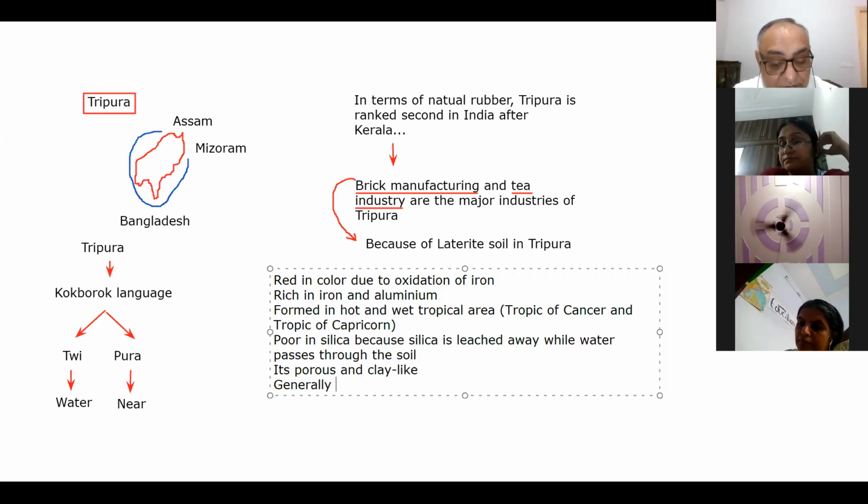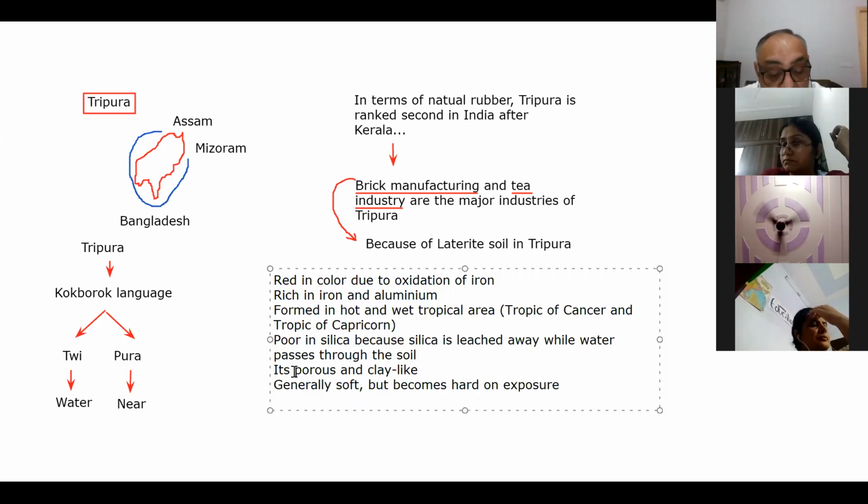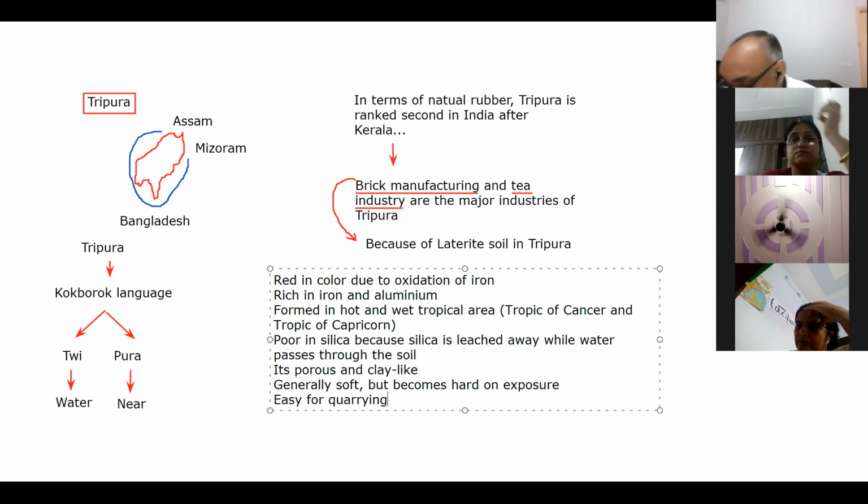Generally it is soft but becomes hard on exposure. जो मैंने वहां लिखा था, जब इसका एक्सपोजर होता है तो फिर ये हार्ड हो जाती है, राइट? So you can say this can be used, therefore it is easy for quarrying there. Quarrying मिट्टी खोदना, it is easy for quarrying there, right?